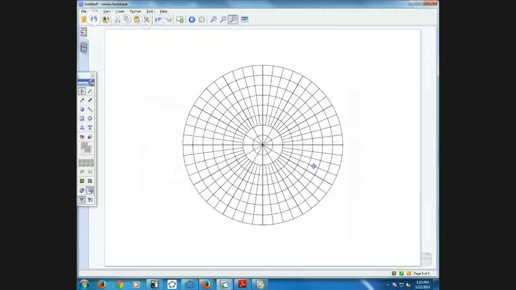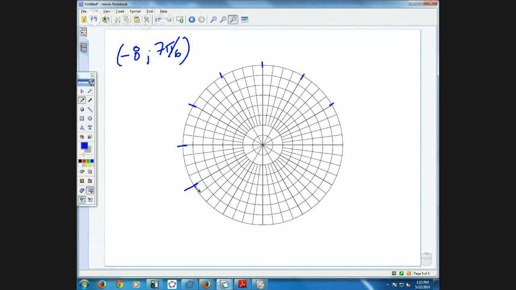Okay, so first I have to find 7 pi over 6. I'm trying to find negative 8, 7 pi over 6. So there's 1 pi over 6, 2, 3, 4, 5, 6. Here is 7 pi over 6, right?